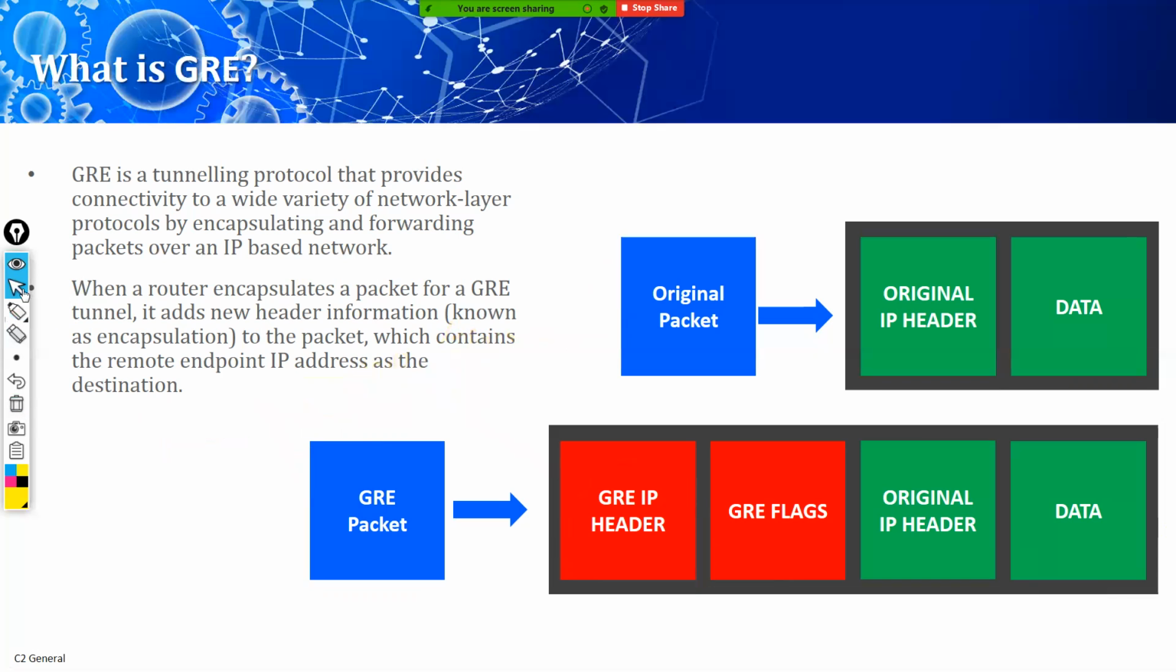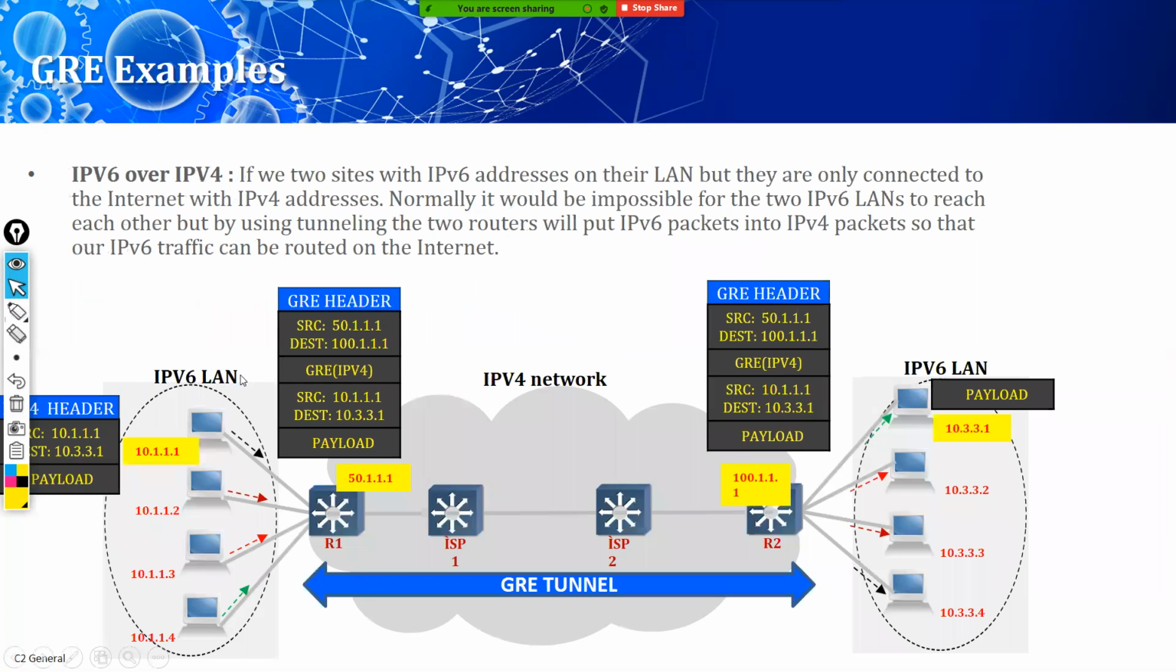There are many advantages of using a tunnel setup. In this diagram, if you see, we have an IPv6 LAN on one side, and the other side is an IPv6 LAN as well. So let's say our infrastructure does not support IPv6. IPv6 is not supported. So then how are we going to do it? We want communication between this PC and this PC for IPv6 traffic. So what are we going to do?